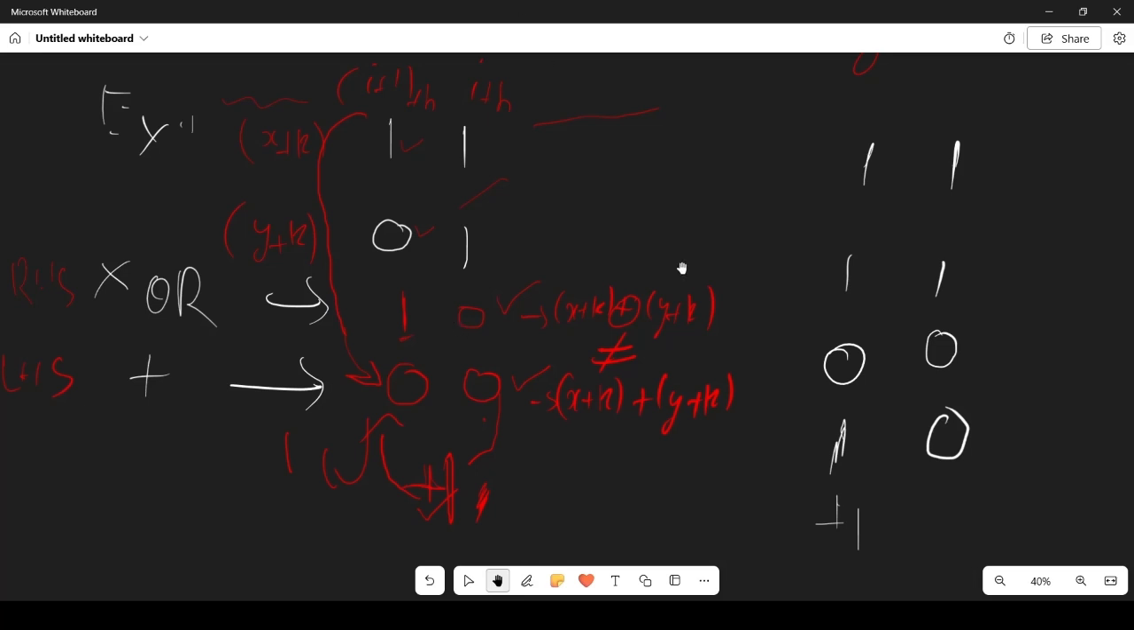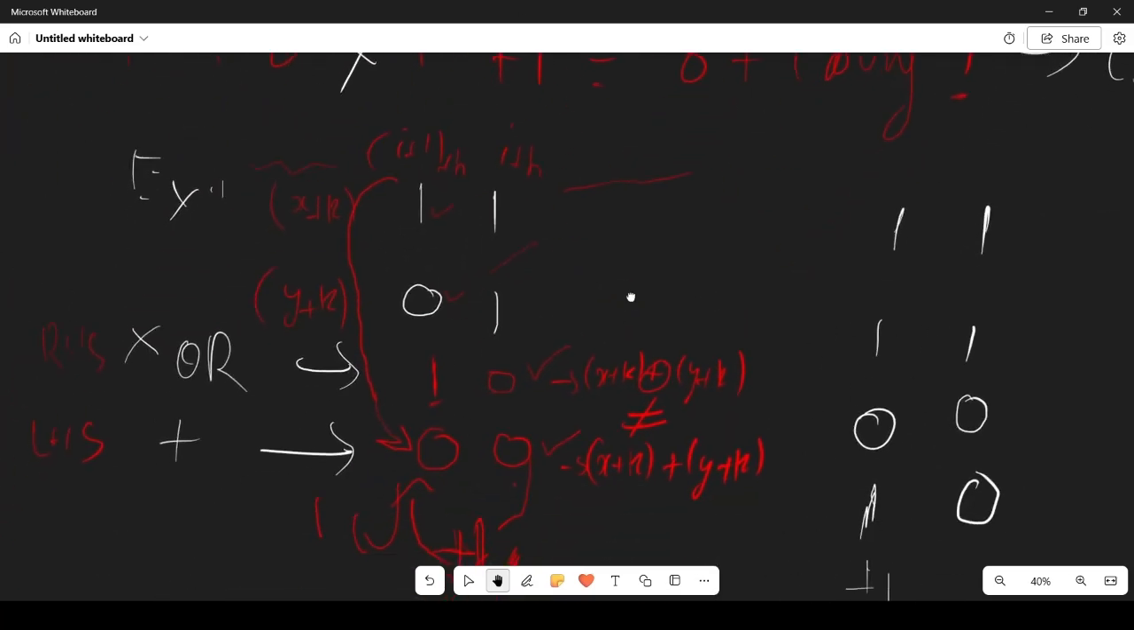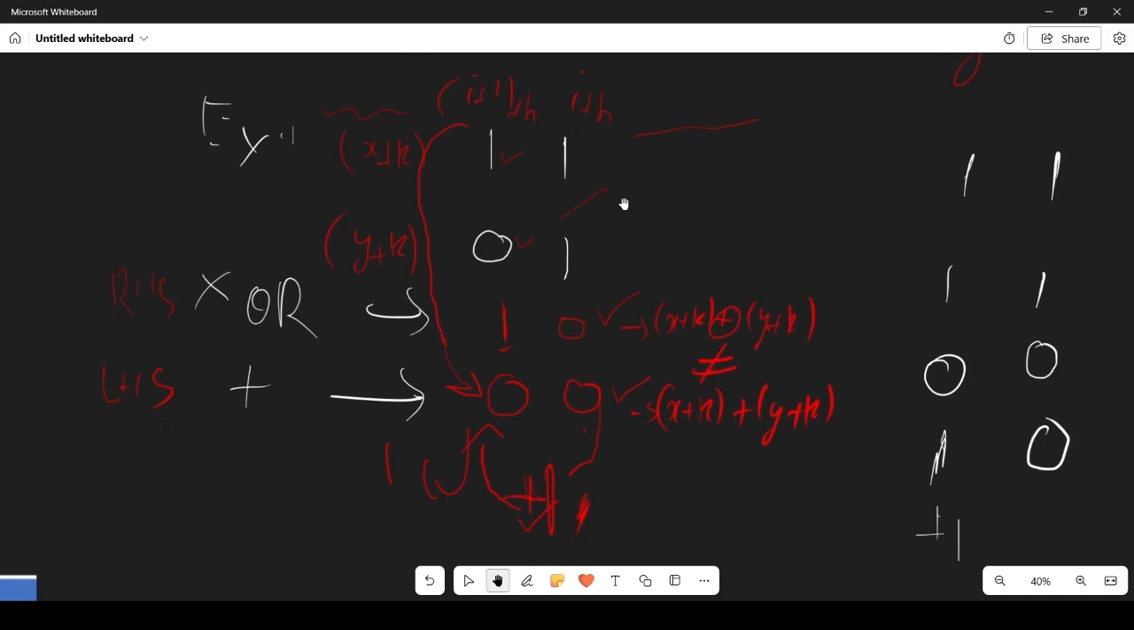Let's try some other combinations also, but this should give you some hint that the problem occurs whenever there is a carry. Whenever there is a carry, because of this carry, if we didn't have this carry one, this wouldn't be a problem. But whenever there is a carry, the problem would occur, and you can try it with other combinations too.